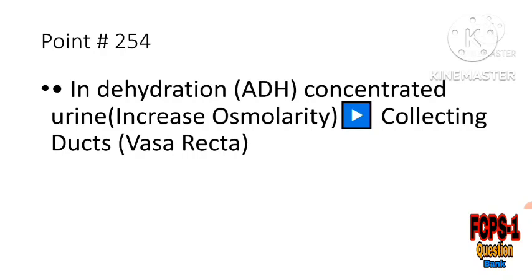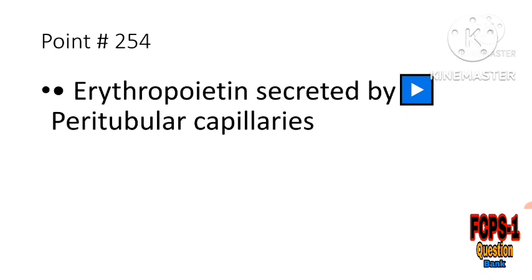In dehydration, ADH concentrated urine having increased osmolarity is present in which segment of the nephron? So it is present in collecting ducts, CD. Erythropoietin secretion is caused by which of the following? Peritubular capillaries. And sometimes there is option of mesangial cells. So both are right, peritubular capillaries as well as mesangial cells.